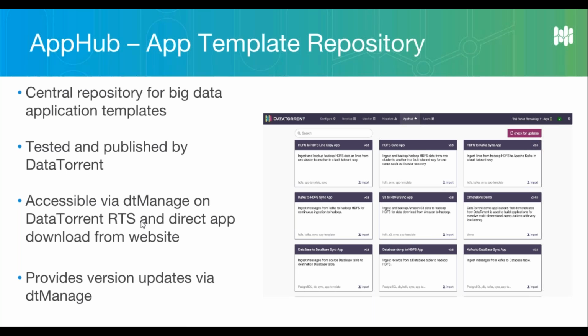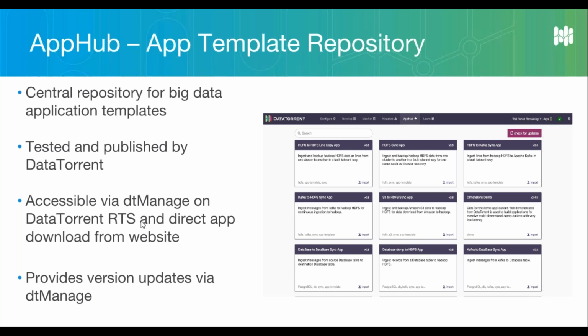So basically, the AppHub is nothing but an app template repository. As of now, all these app templates have been provided by DataTorrent. The future of this AppHub is that you'll be able to create your own app templates or application offerings and upload them to this particular repository. So it's just a central repository for all these applications. They have been tested thoroughly by our team at DataTorrent. It can be easily accessed. All the metrics, the management, and the monitoring part of it is available via DataTorrent RTS's console.